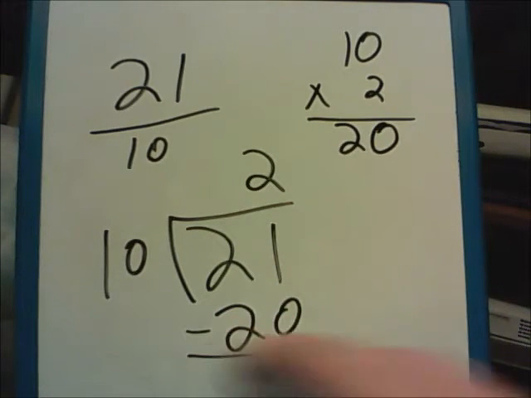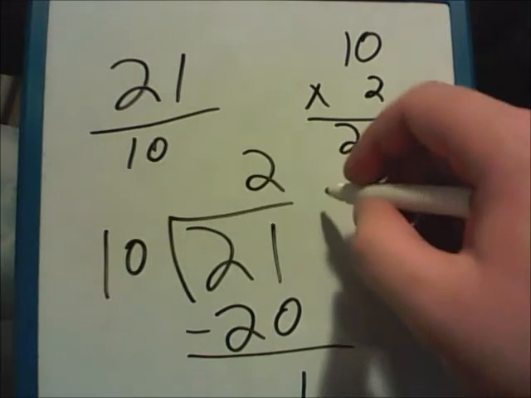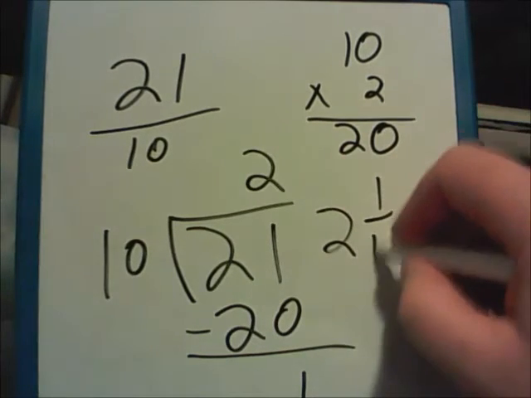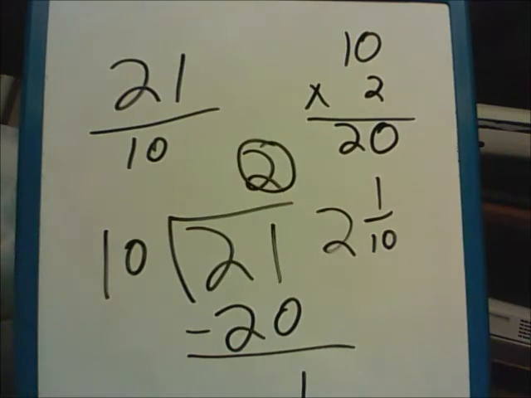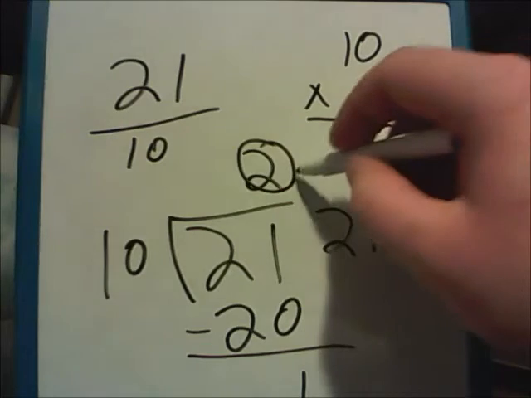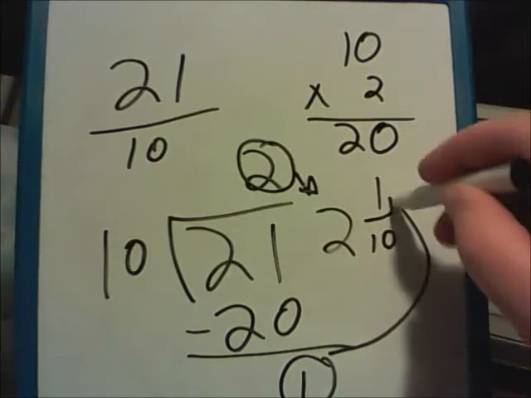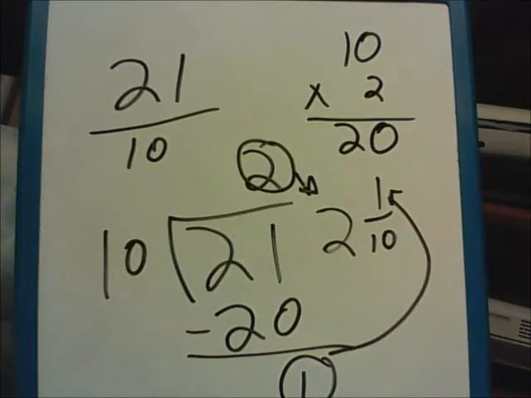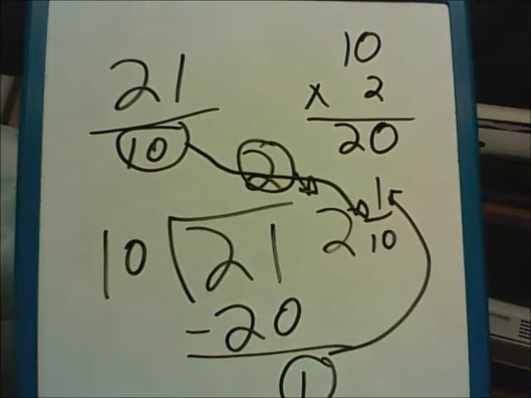Now we just subtract 21 minus 20 to see if there's anything left over. We end up with 1 left over. So our final answer is 2 and 1/10. However many times you can divide it and it'll go in there a whole number of times, that's your new whole number. The leftover bit, your remainder, is what goes on top of the new fraction. And you'll keep that same bottom number, in this case a 10. So we end up with 2 and 1/10.